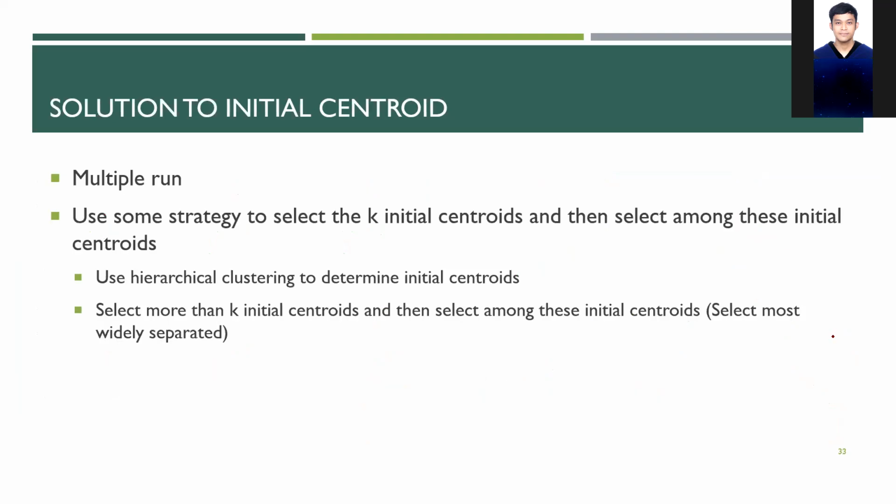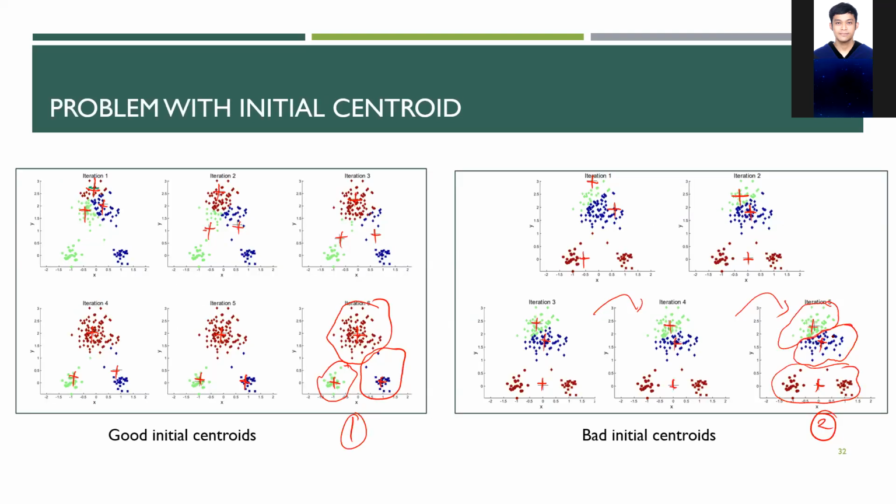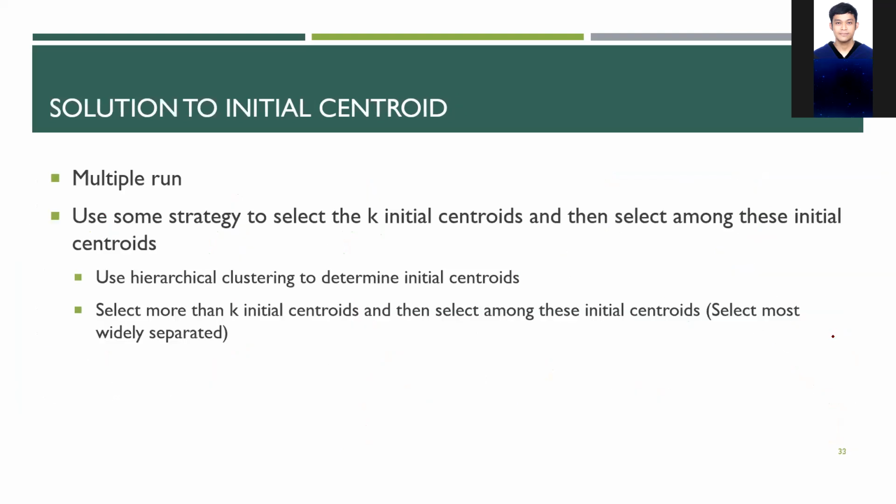So what happened? How to deal with this problem? Because we don't want this. Sometimes we get the bad one, sometimes we get the good one. So how to deal with these problems?